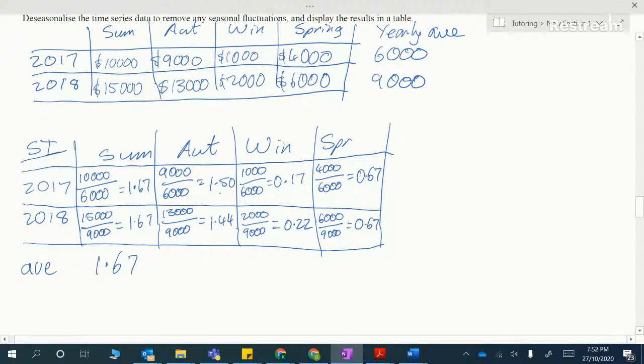So you do 1.5 plus 1.44 and then divide by 2, and I get 1.47. Winter, 0.17 plus 0.22, divide by 2, and I get 0.20. Let's double check that that's right because I think I've written something weird here. If you think I've done something wrong, do let me know. That one rounds to 3 decimal places nicely, but I'm going to stick to my pattern and round it to 2 decimal places. And then the last one's nice and easy because they're both the same.